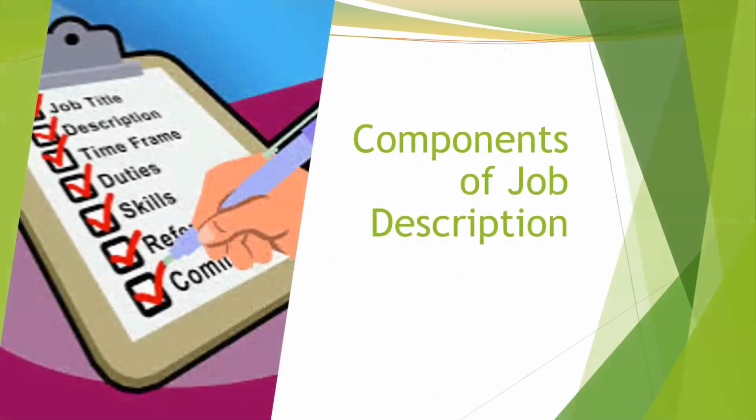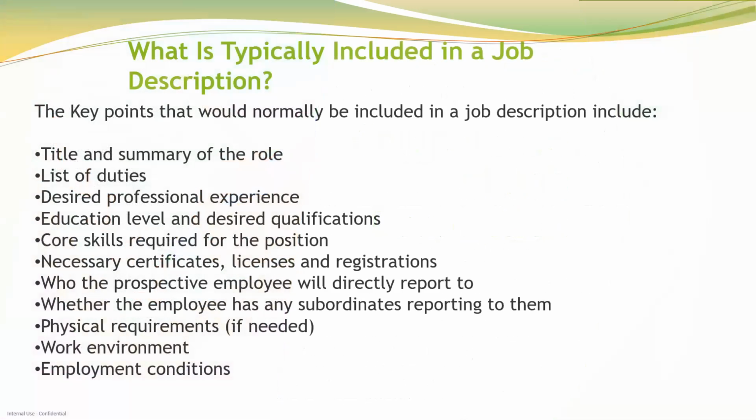We will also look at what are the components of a job description. So typically a job description will include these set of things. First is the title and the summary of the role, what the role is all about, just a brief summary of the title. Then it will also speak about the roles and responsibilities, or the list of duties that is required for the individual to perform if they get into the job.